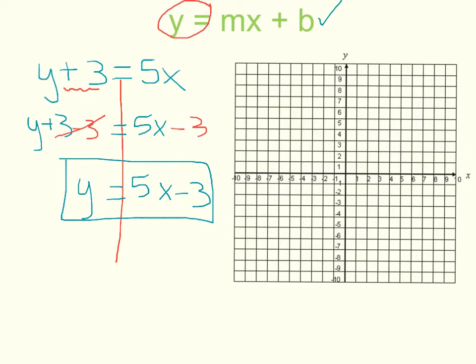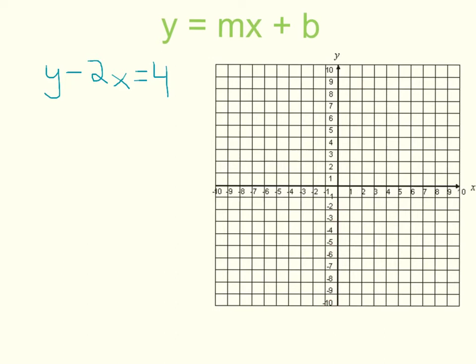The y-intercept is negative 3, so we'll put a dot at negative 3. And then the slope is 5, or 5 over 1. So to get our other points, we can go up 5, over 1. And then go backwards, go down 5, and left 1. And then we can connect, and we have graphed the line.